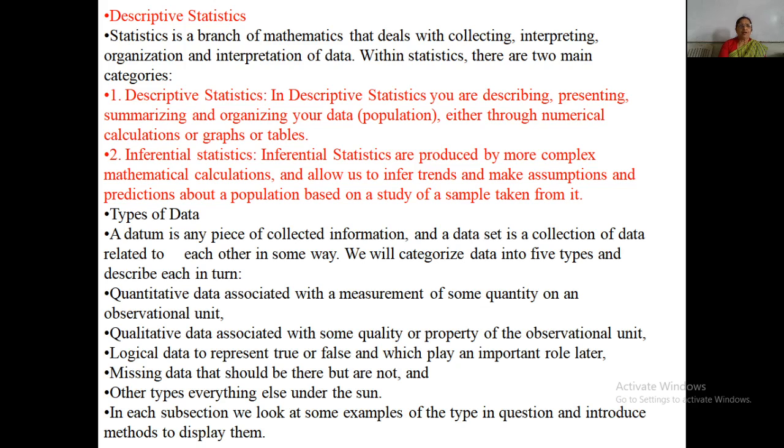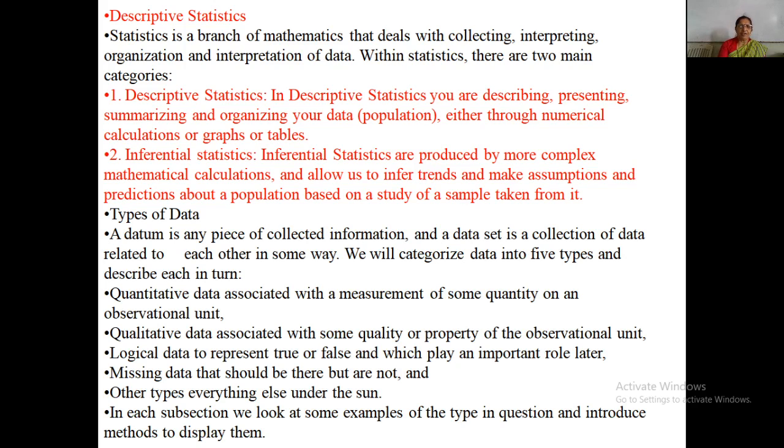The second branch in statistics is called inferential statistics, and in this we discuss more complex mathematical formulas, and we try to find out the trend in the data set. Also we make certain assumptions and predict what will happen to these particular values in future, and prediction for the future is called inferential statistics.